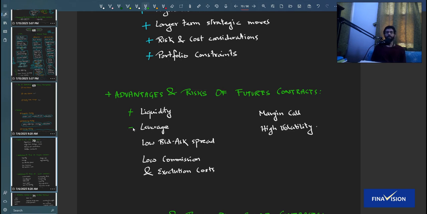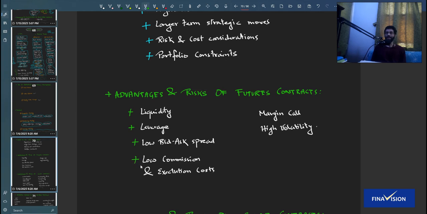Then leverage. Leverage can be used, which means less capital can be used to take comparatively larger positions. Compared to what? Compared to the capital requirement when we are trying to take a direct position in the underlying. Compared to that, the leverage that one gets because of the derivatives can be very, very advantageous in this case. Low bid-ask spread. Because of the liquidity, the bid-ask spread can be low.